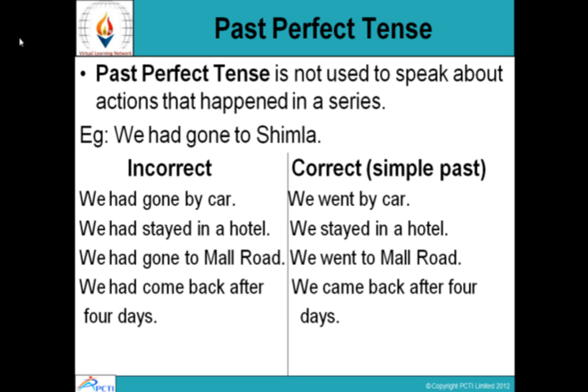But later on, we had gone by car, incorrect. We went by car. Because all these are later actions. We had stayed in a hotel, incorrect. We stayed in a hotel. We had gone to Mall Road, wrong. We went to Mall Road. We had come back after 4 days, no. We came back after 4 days. So when we are talking about actions that happened in a series, only the first action that took place is told in past perfect tense. Other actions are told in simple past tense.